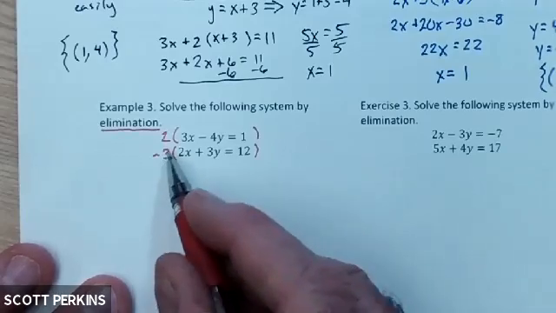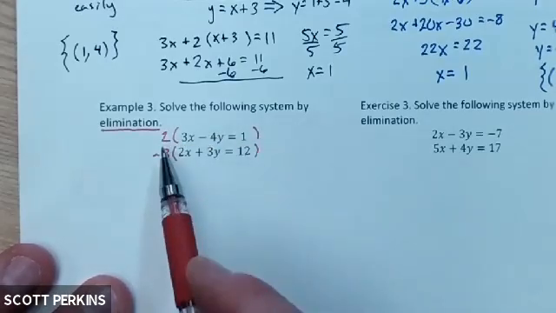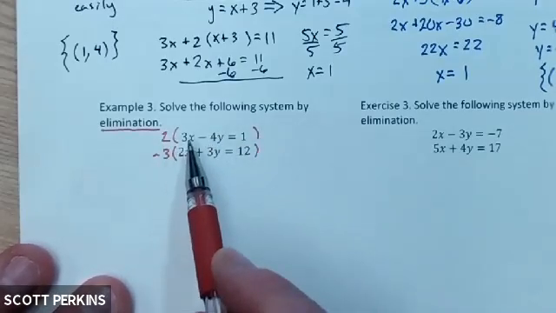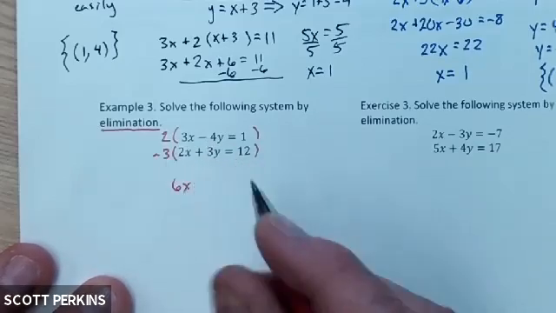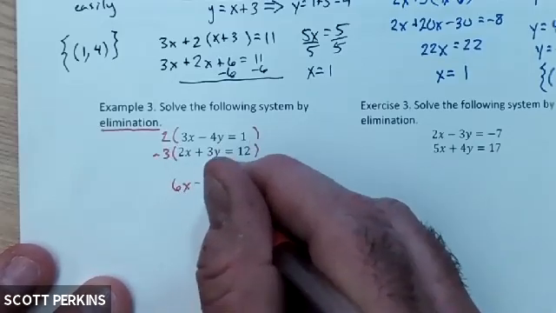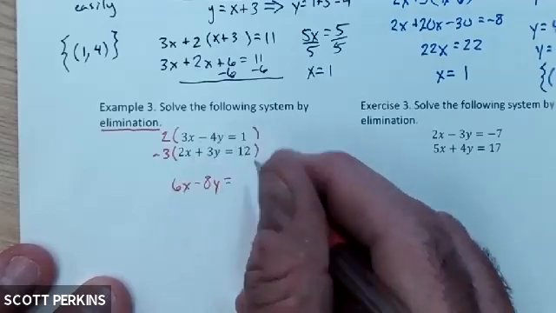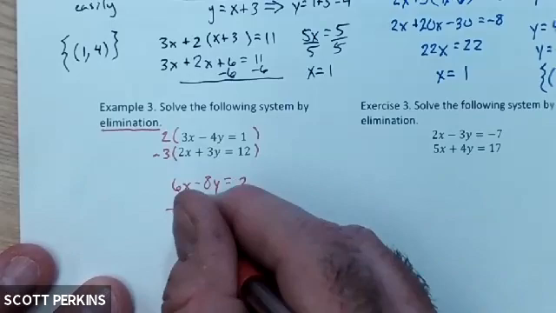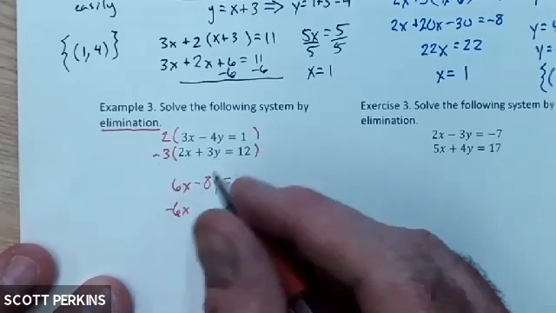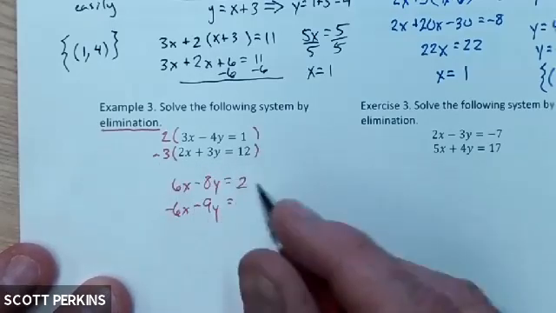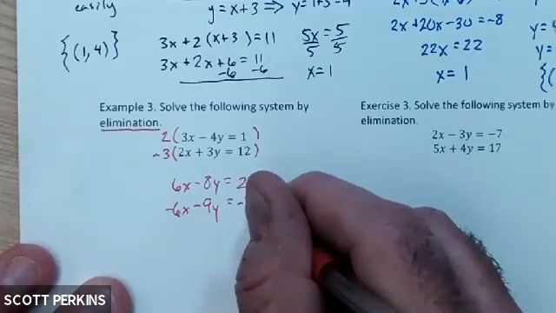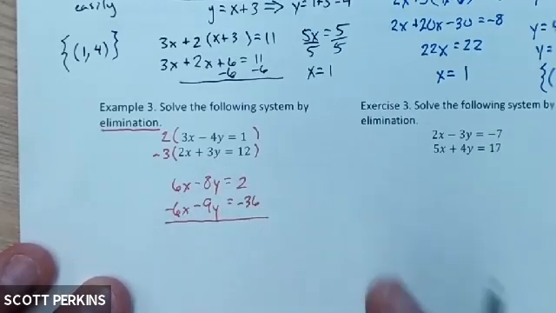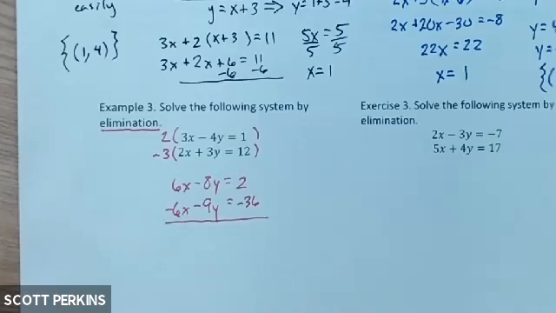So now I'm going to go ahead and do this multiplication. So don't forget to distribute. So 2 times 3x in the top is 6x. 2 times negative 4 is negative 8y. And then 2 times 1 is 2. In the bottom equation, negative 3 times 2 is negative 6x. Negative 3 times 3 is negative 9y. And negative 3 times 12 is negative 36.